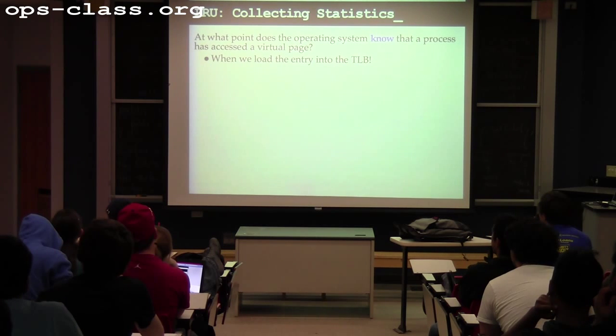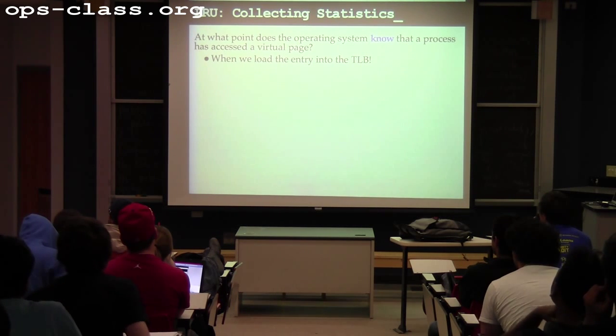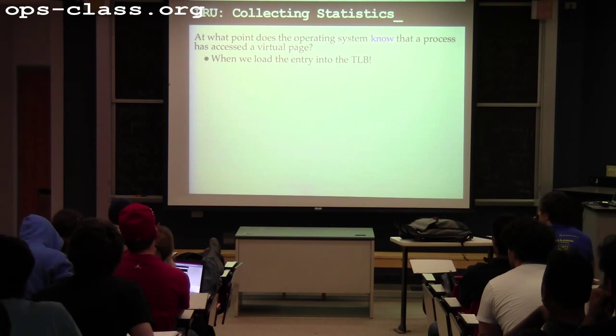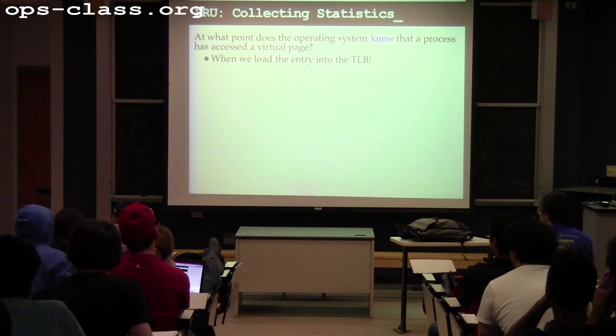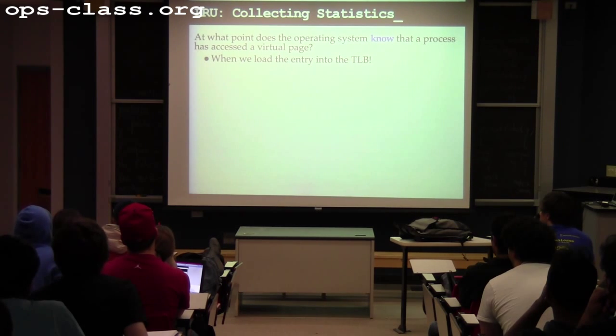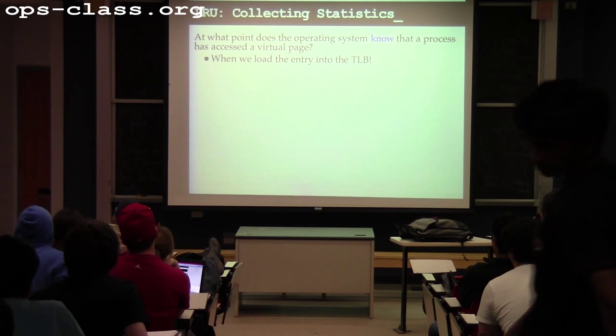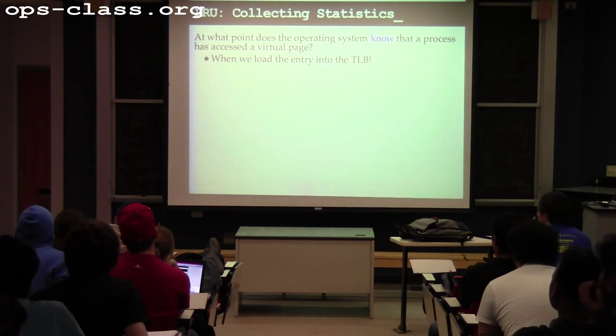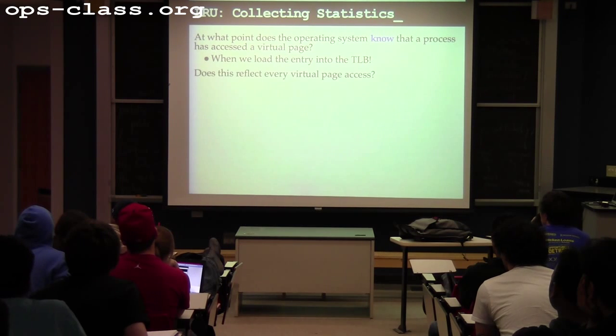When we load the entry into the TLB. After that, how much do I know about whether the page is accessed or not? Nothing. That might have been the last time that the page was used, or every instruction that happened after that loaded from memory might have all hit this same TLB entry. I really don't know, right?